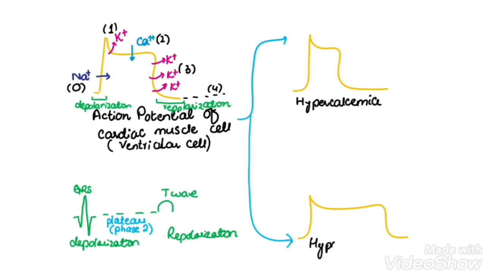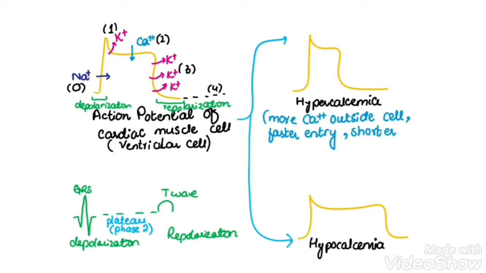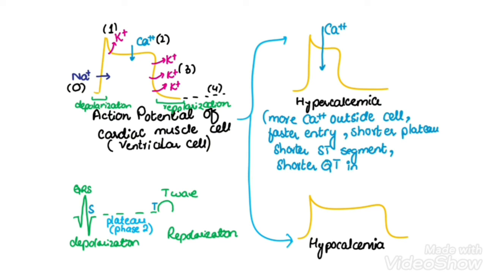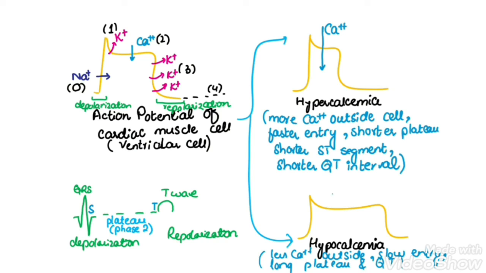If there is hypercalcemia, there will be more calcium ions outside the cell, and so more calcium is available, and they will easily and quickly enter the ventricle muscle cell. If they enter quickly, the plateau will be for a shorter duration, and as the plateau corresponds to the ST segment, the ST segment will also be shorter, and so the QT interval will be shorter as well. In case of hypocalcemia, there will be few calcium ions outside the ventricle muscle cell. They will enter slowly, the plateau will be longer, and so will be the QT interval.